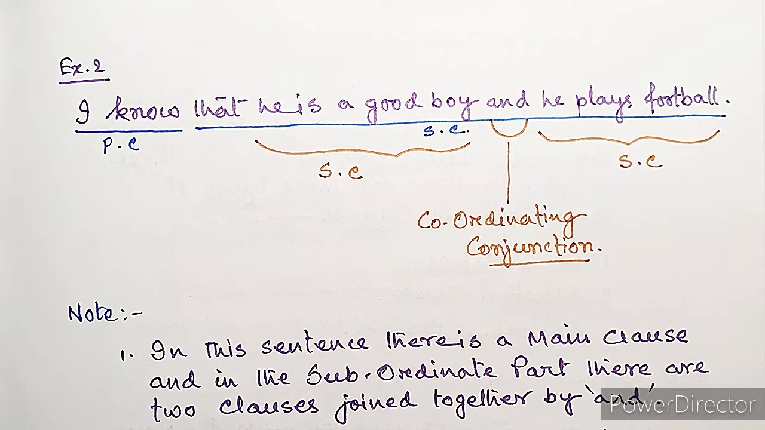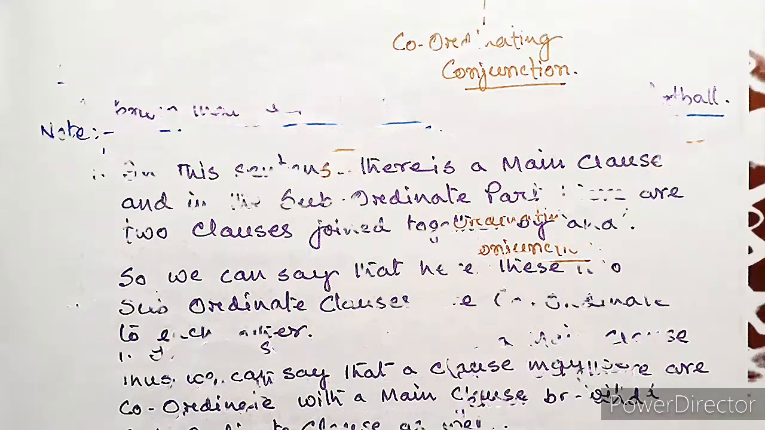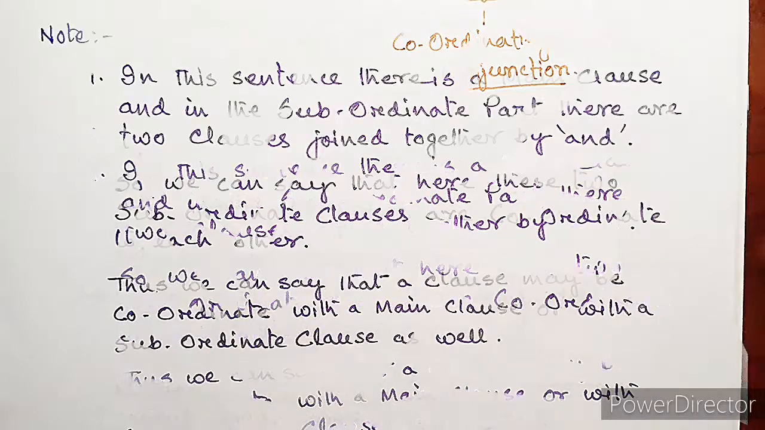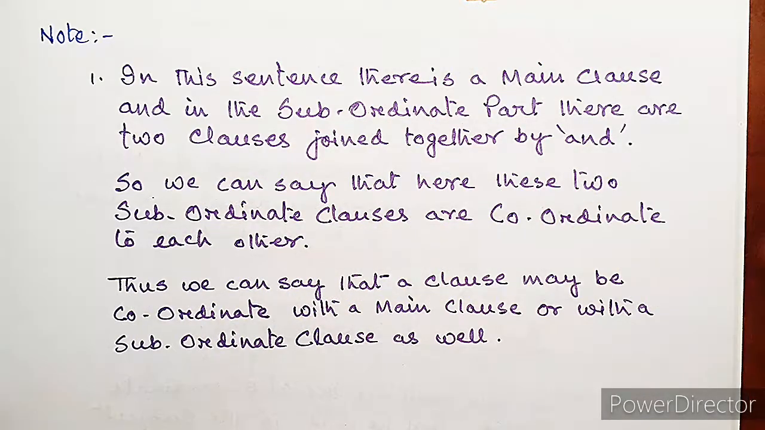Now have a look at another example. I know that he is a good boy and he plays football. In this sentence there is a main clause, and in the subordinate part there are two clauses joined together by and. So we can say that here these two subordinate clauses are coordinate to each other. Thus we can say that a clause may be coordinate with a main clause or with a subordinate clause as well.